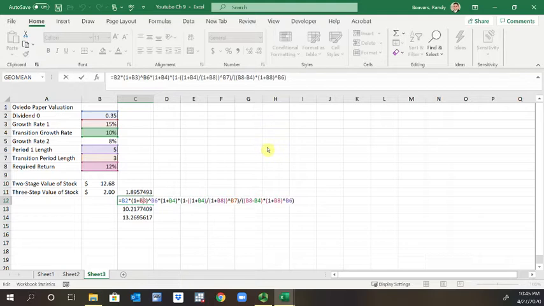That is all divided by parentheses, the required return less the transition growth rate multiplied by 1 plus the required return raised to the n power.